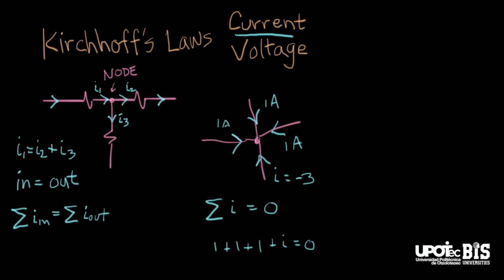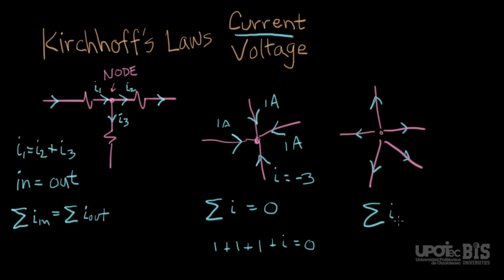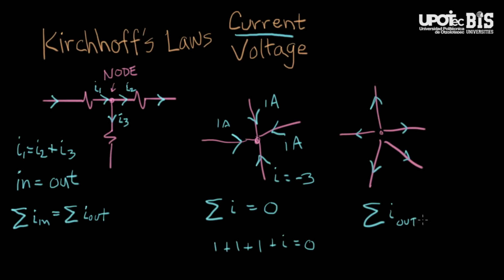Another way we could do it, equally valid, these are just 3 ways to say exactly the same thing. I have a bunch of wires going to a junction like this, and this time I define the currents going out. Let's say I define them all going out. And the same thing works. The sum of the currents, this time going out, has to equal 0 as well.